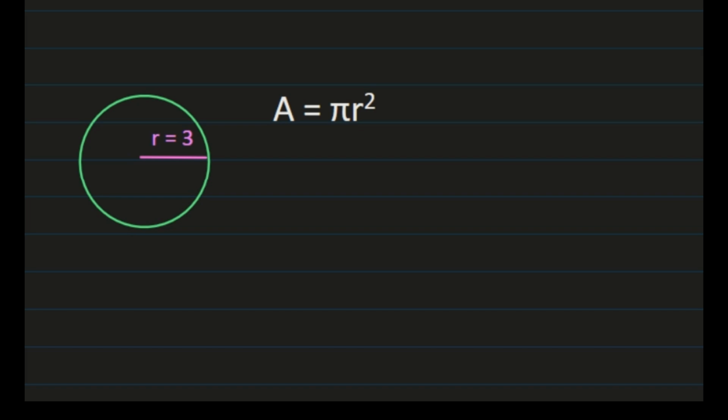In this example, we have a circle with a radius of 3 and we want to find the area. So we're going to use our formula for area of a circle. Area equals pi r squared. So our first step is to substitute our values. So we have area equals pi, and for our calculation purposes, we're going to use 3.14 times our radius squared, and our radius was 3, so we're going to substitute 3 for r. So we'll have 3.14 times 3 squared.